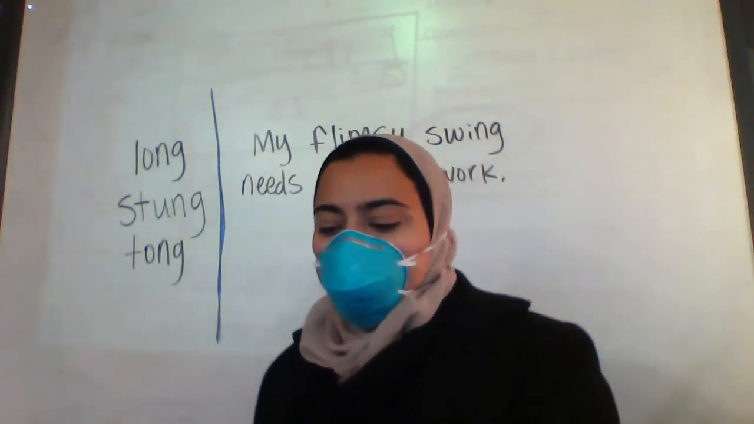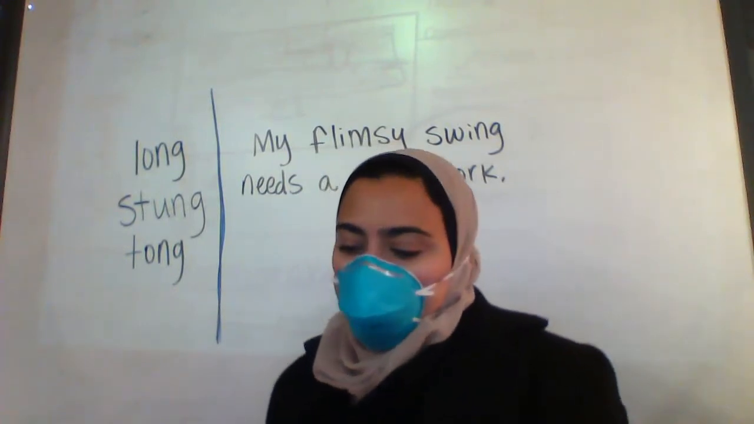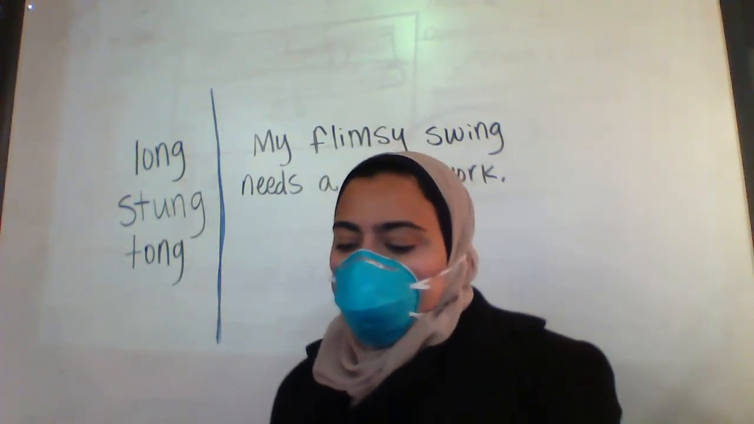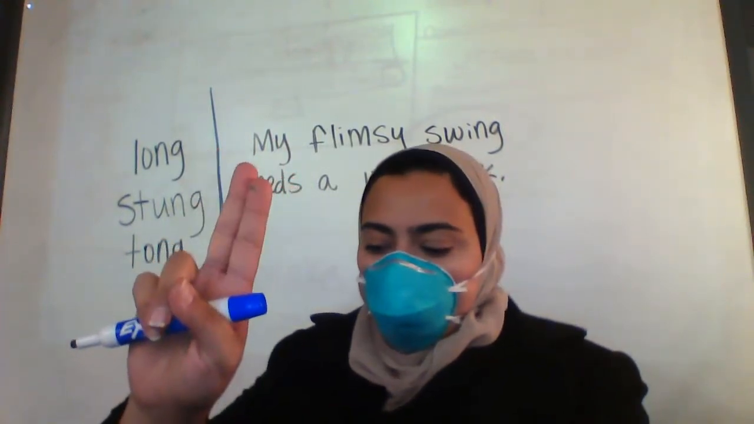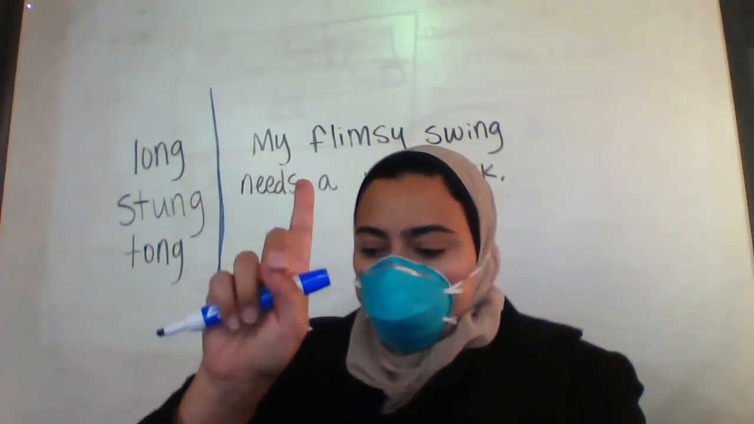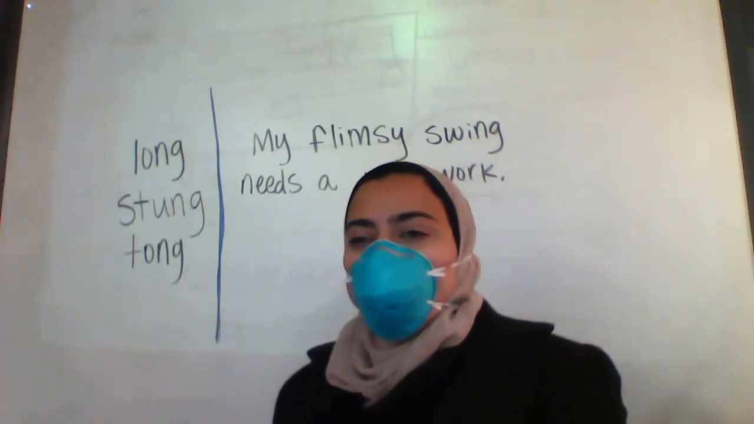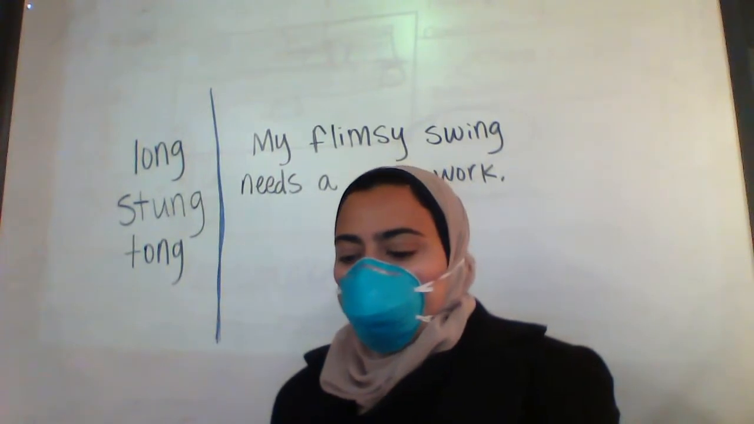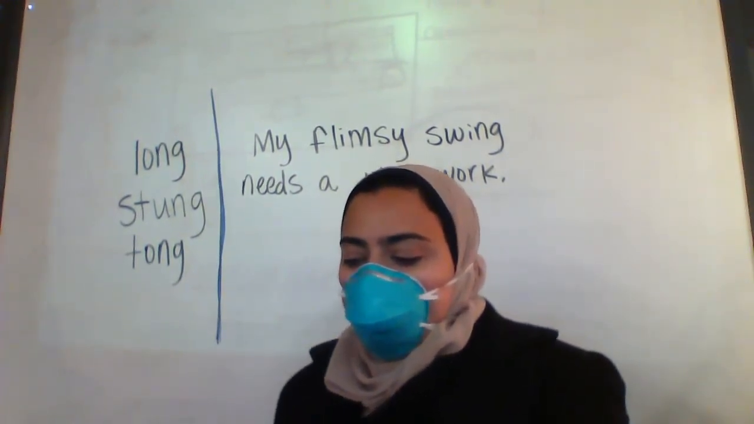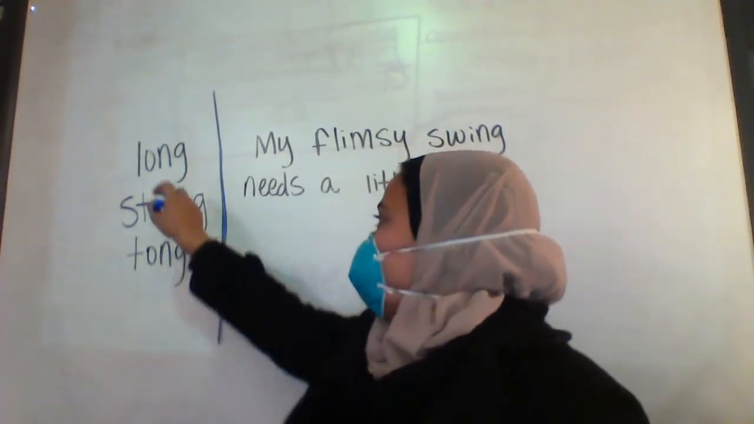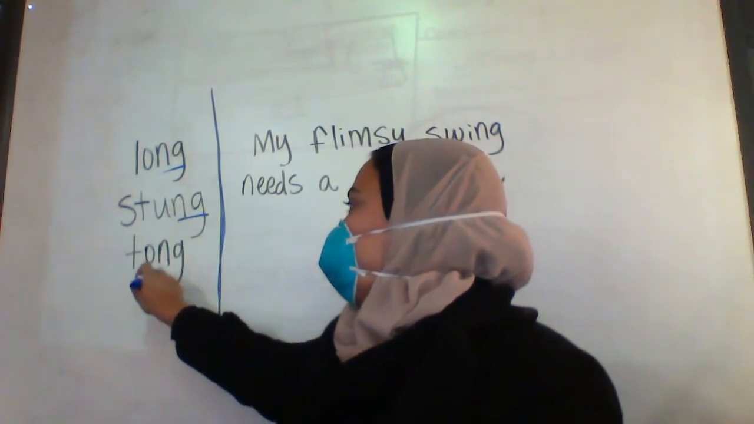What do you think N and G is, class? A digraph. Very good. Why? Because it is two letters that come together to make one sound. Is this a vowel digraph or a consonant digraph? Consonant digraph, because it's made up of consonants. How do we code digraphs? We underline them. Very good.